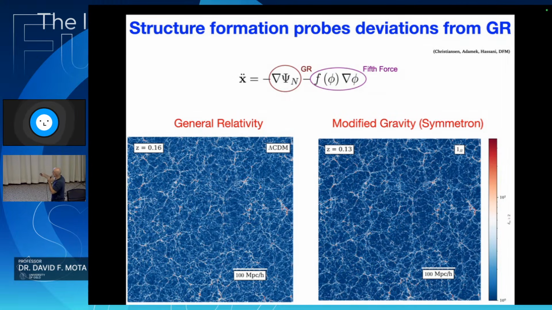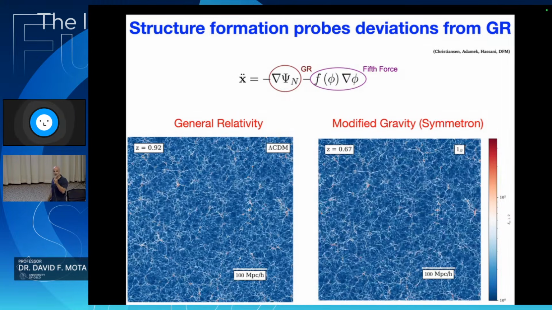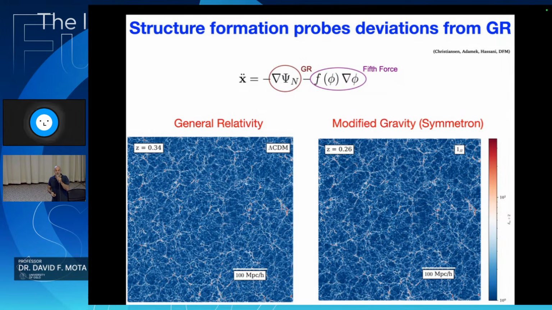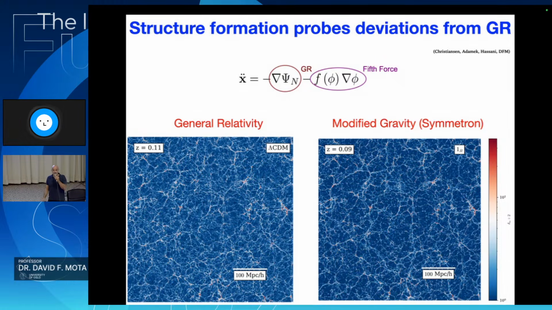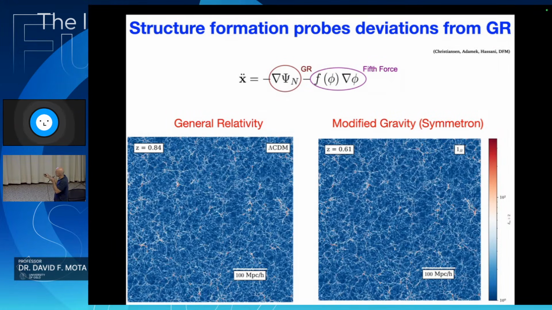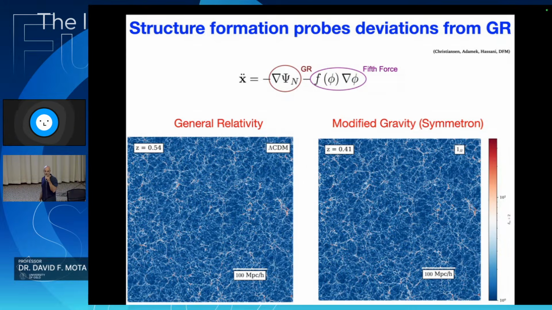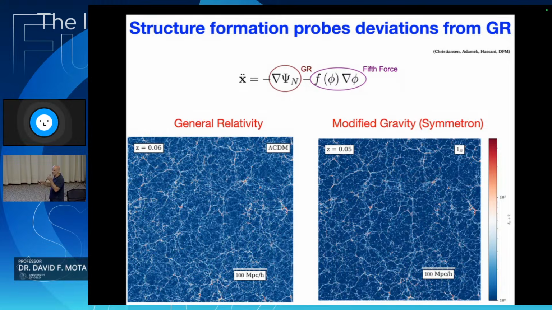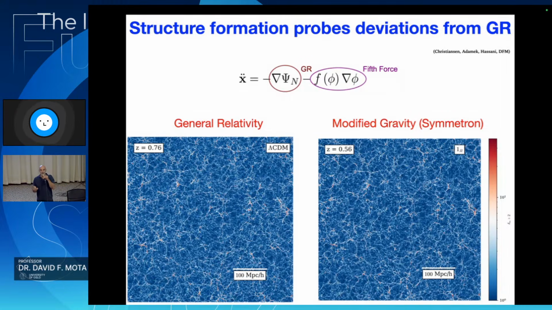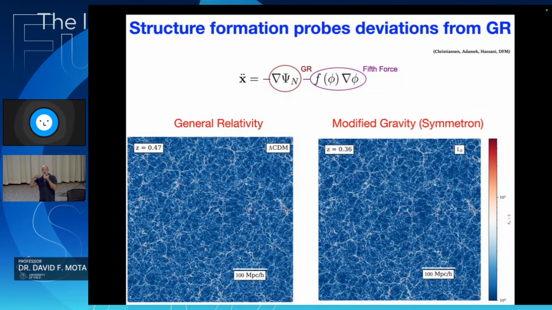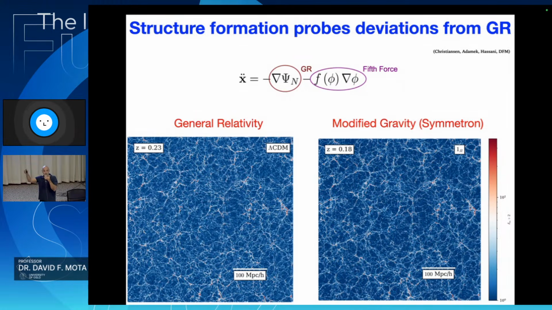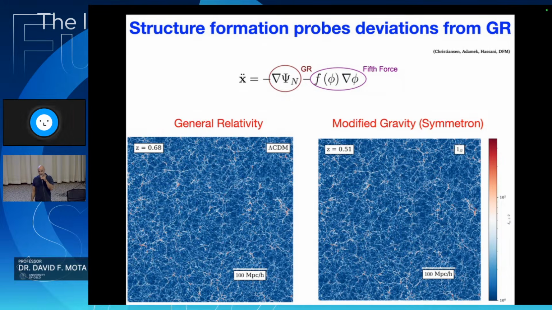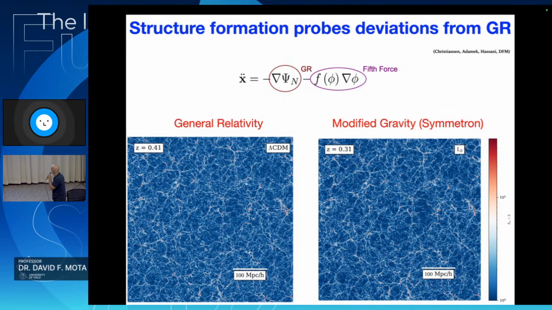What will happen then, if I do a simulation of structure formation, is that structures in the universe will cluster in a different way. Of course, the differences are not all that big in these two simulations that I'm showing, because I'm showing you a symmetron model, which is very similar to general relativity. But I will show you other simulations where the difference can be very large. And these models, where the differences are very large, are basically ruled out. So this is the whole idea.